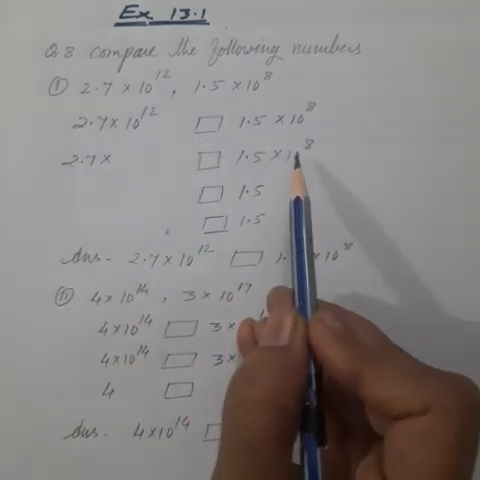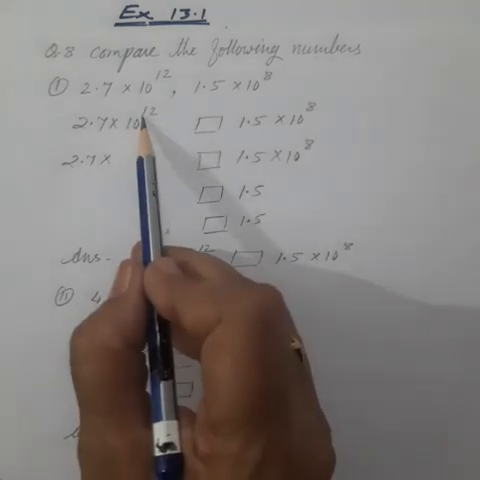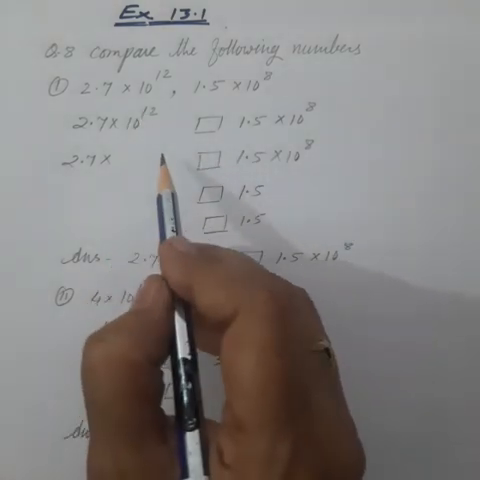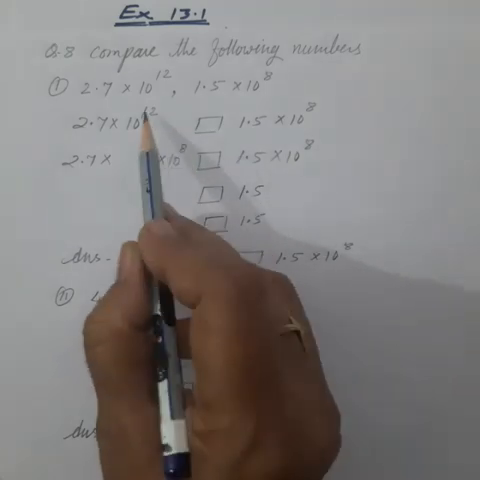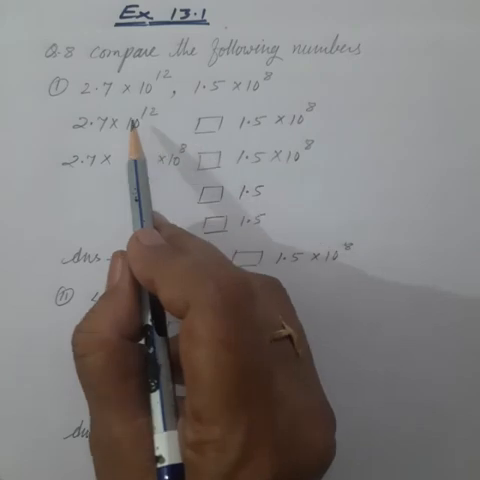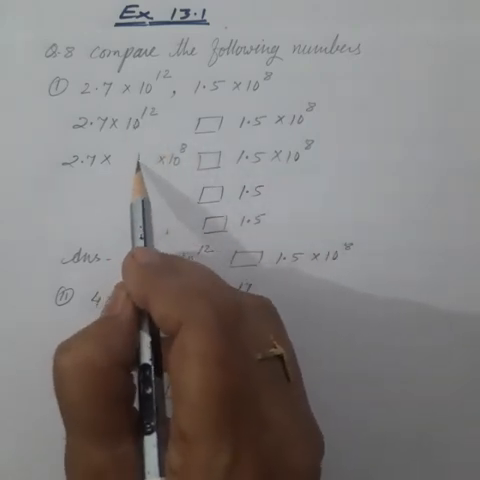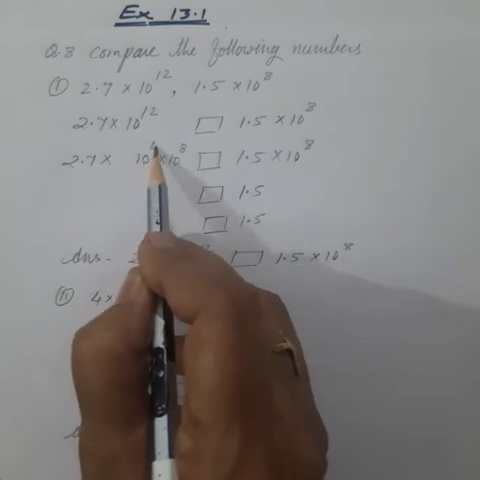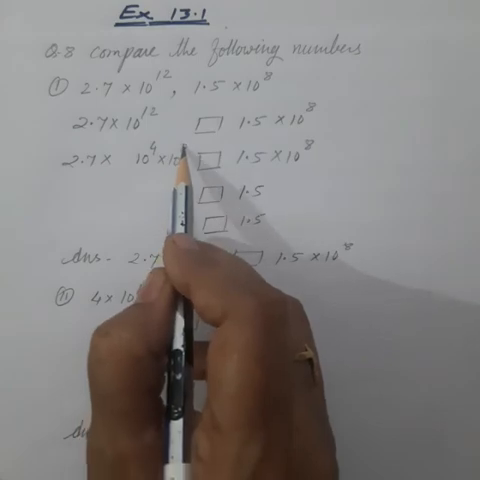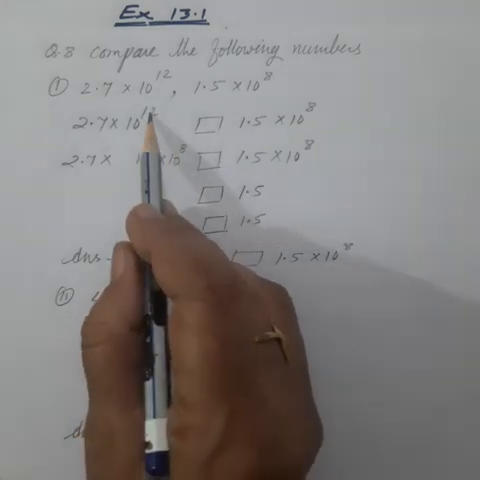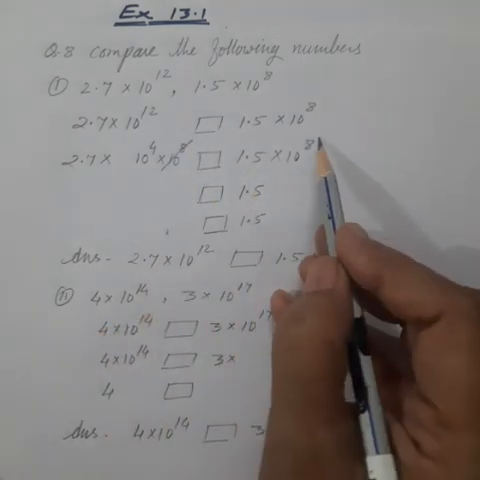So to cancel 10 raised to the power 8 from both sides, we will split this exponential notation. We will write it as 10 raised to the power 8. But here there are 12 tens which are repeatedly multiplied. So 4 tens are left. We will write here 10 raised to the power 4. Here 10 raised to the power 4 and here 10 raised to the power 8. Total powers are 12.